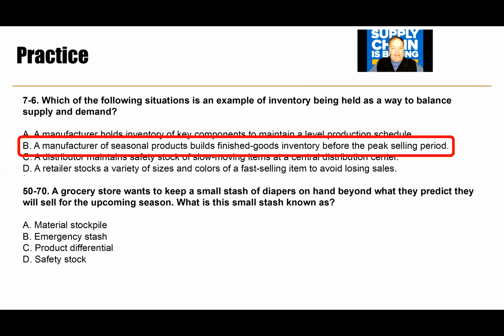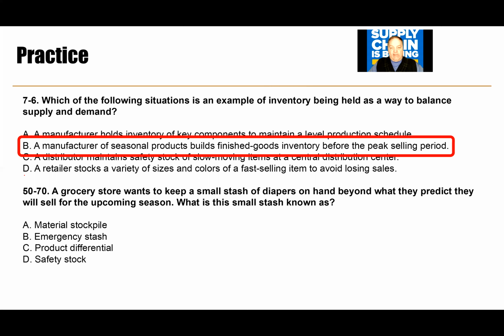Well, 7-6, the best answer is a manufacturer of seasonal products builds finished goods inventory before the peak selling period. Answer A refers more to a buffer. Answer C is more of a general inventory management strategy, and D would be considered more of a safety stock.